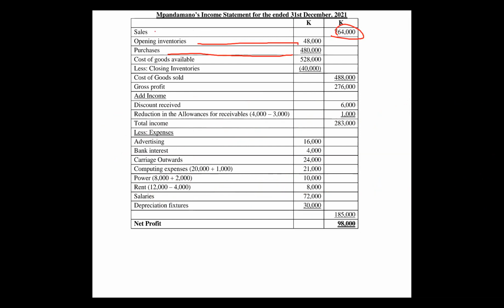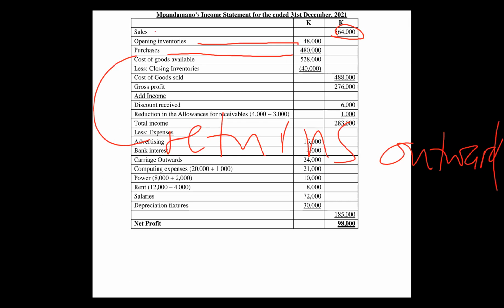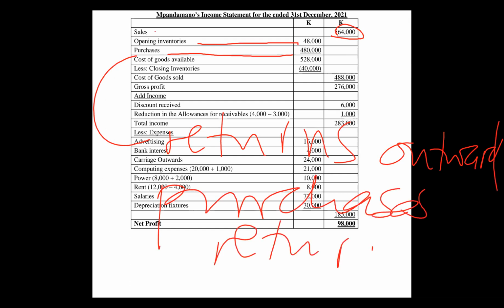Those entries are there in the trial balance. You add the purchases. From the purchases, listen, you subtract the returns outward, if you have them. By the way, returns outward is the same as the purchases return. You will subtract that if you have them. Remember, the profit and loss account or the income statement is written according to the trial balance.